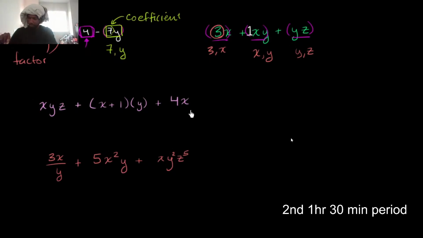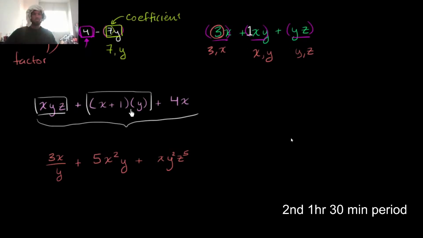Now, this one is really interesting because if we look at the whole expression, it's clearly made up of three terms. The first term is xyz. The second term is (x plus 1), that whole thing, times y. And then the third term is 4x.